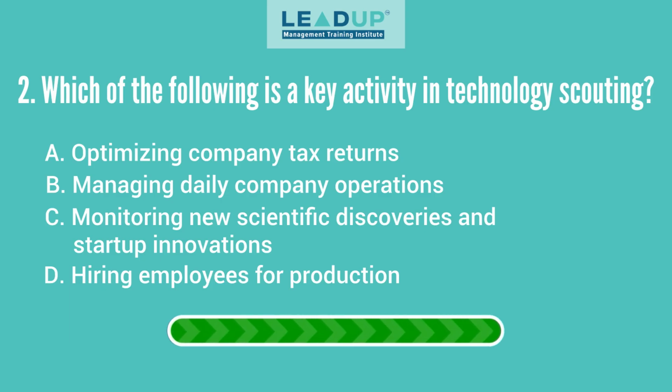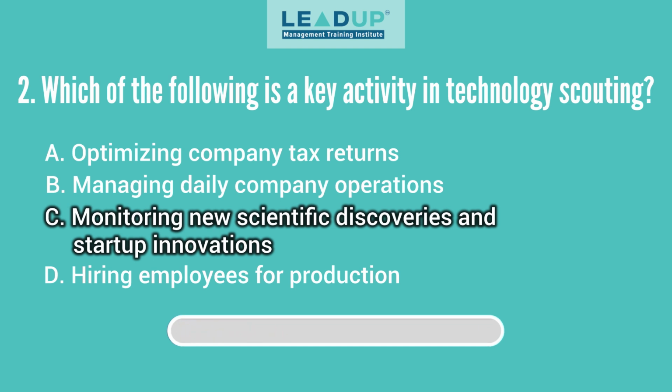Question 2. Which of the following is a key activity in technology scouting? A. Optimizing company tax returns. B. Managing daily company operations. C. Monitoring new scientific discoveries and startup innovations. And D. Hiring employees for production roles. Answer: monitoring new scientific discoveries and startup innovations.